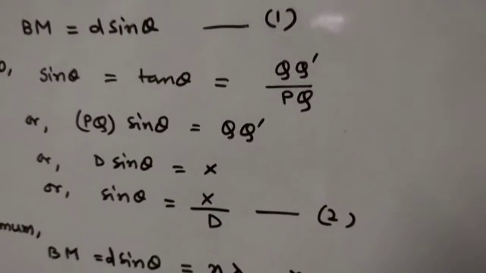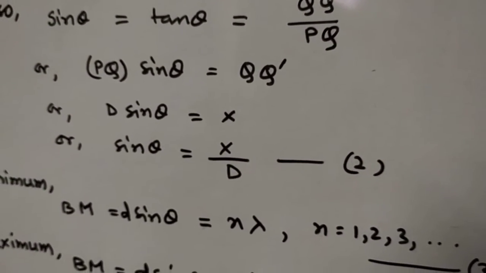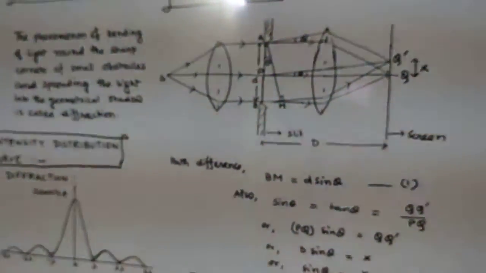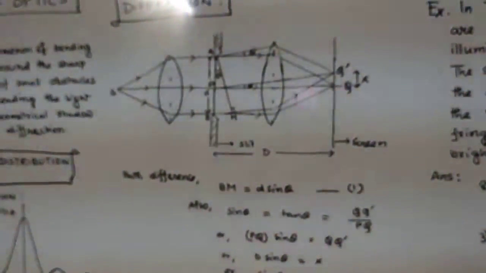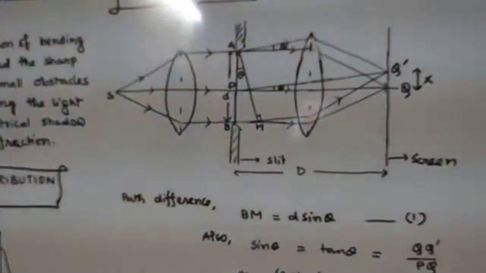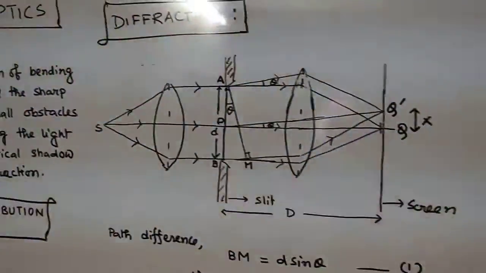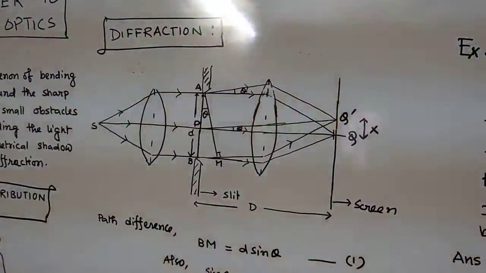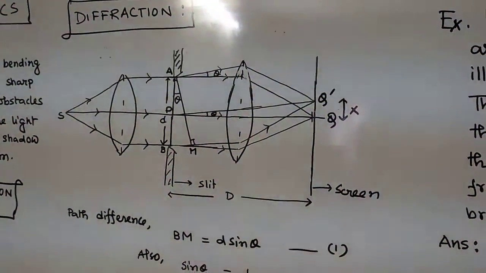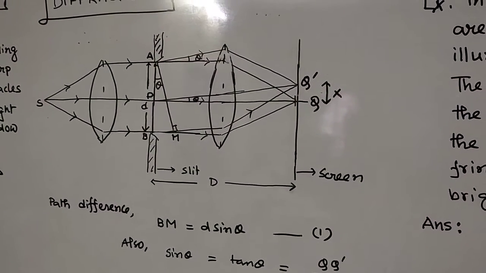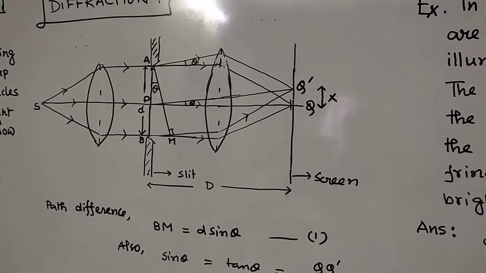Now the explanation part is that if you consider this is your slit of gap small d as per here, and the screen is a little bit flickering. Okay, whatever. It says that if the path difference, that is BM, is lambda, then Q dash is a minimum, and that is the first minimum.